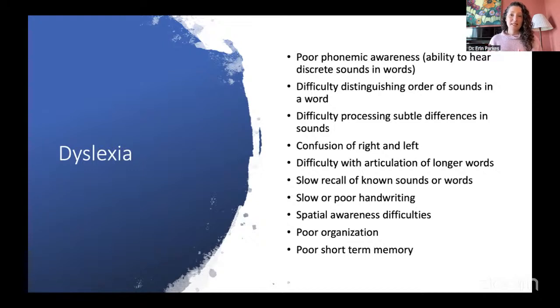Difficulty processing subtle differences in sound. Confusion of right and left is really common. Difficulty with the articulation of longer words. Slow recall of known sounds or words. So sort of the retrieval of a word. Slow or poor handwriting. I know I said that's kind of what dysgraphia is about, but it happens in dyslexia as well. Spatial awareness difficulty, poor organization, and poor short-term memory.